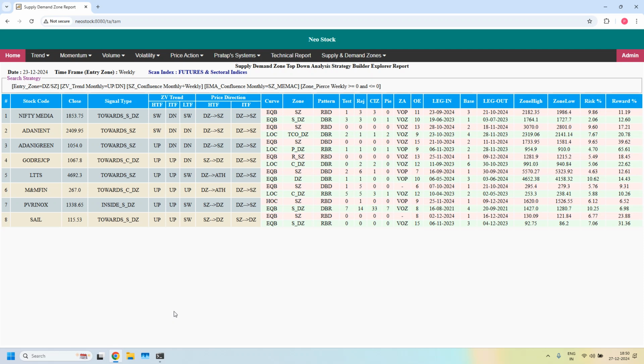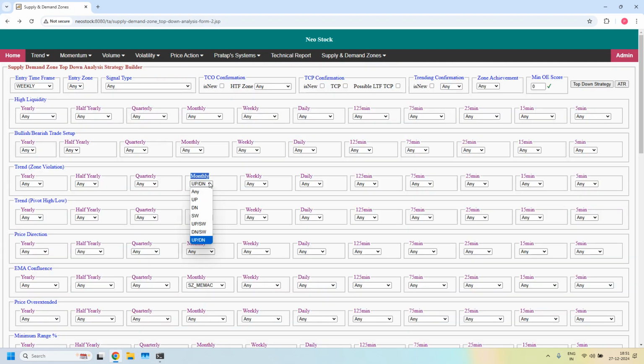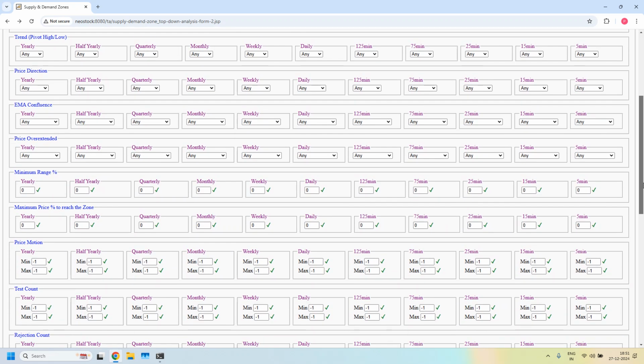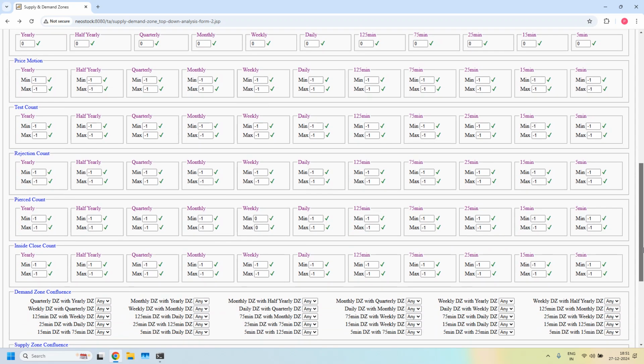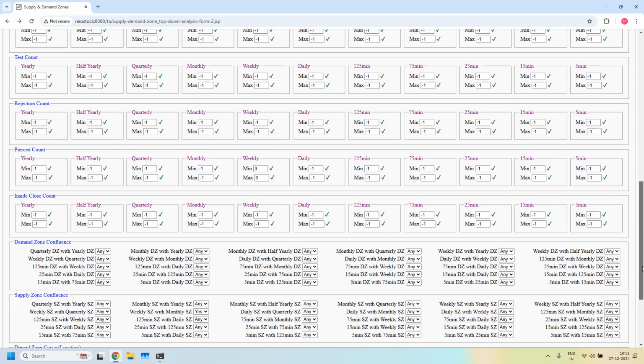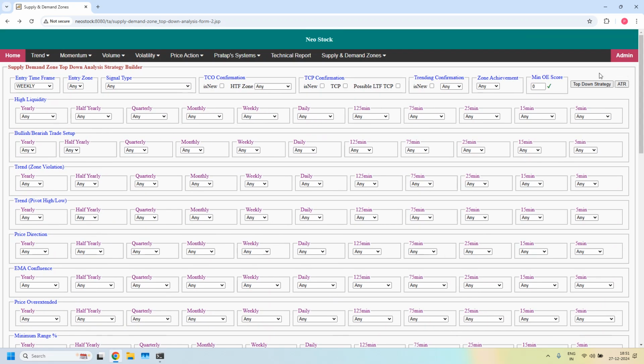Next, let us look for weekly, monthly and quarterly supply zone confluence. I am removing this EMA filter and the trend filters, because for supply zones we may get a small list. First let us look for all the 3 filters. The first filter is already enabled, weekly with monthly. Next, weekly supply zone with quarterly supply zone confluence. Monthly supply zone with quarterly supply zone confluence. With all the 3 filters, only supply zone confluence, no EMA confluence.